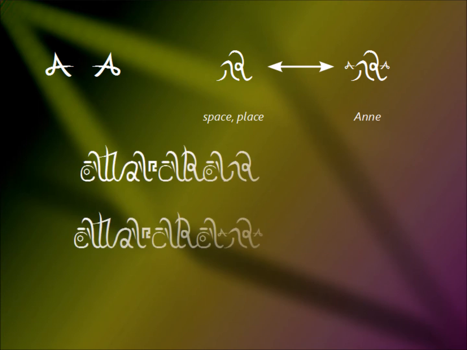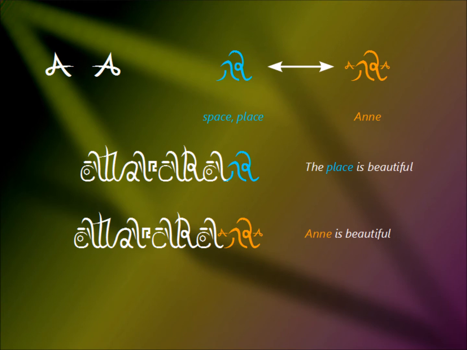Look at the following two sentences. Both of them read Haem naora ha'an. However, the top sentence does not contain re symbols, and the second one does. As a consequence, the top sentence means the place is beautiful, or it is a beautiful place, but the bottom sentence means Anne is beautiful.